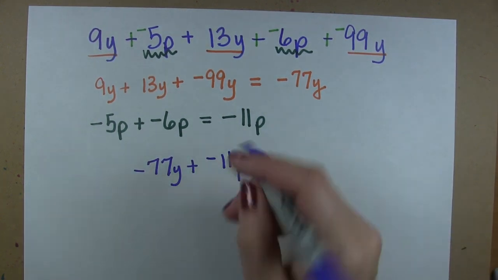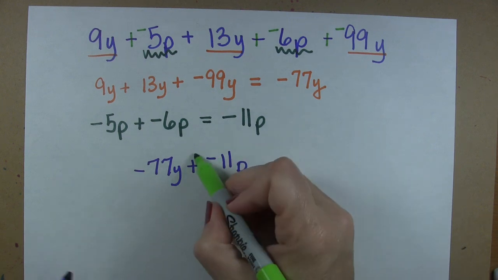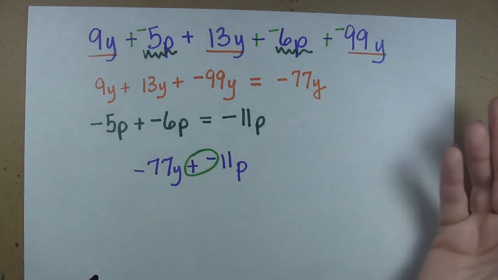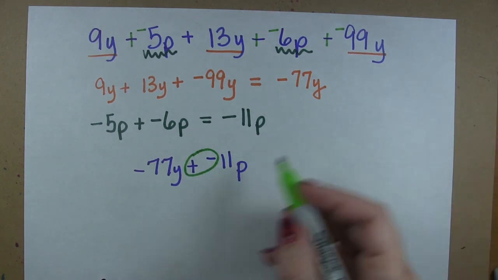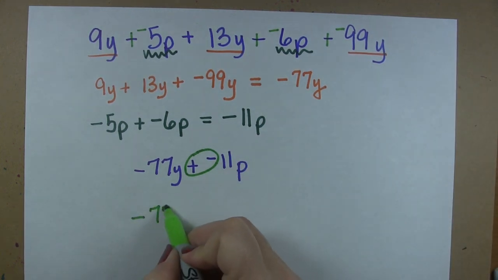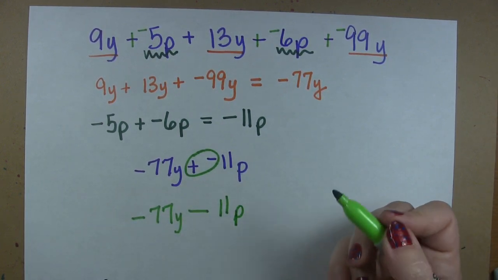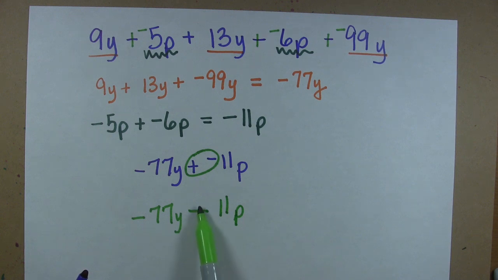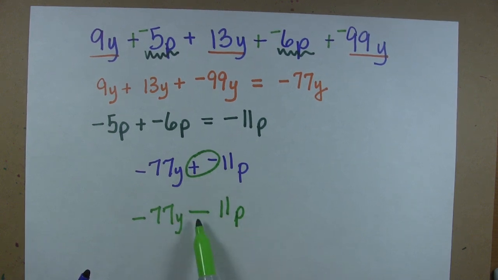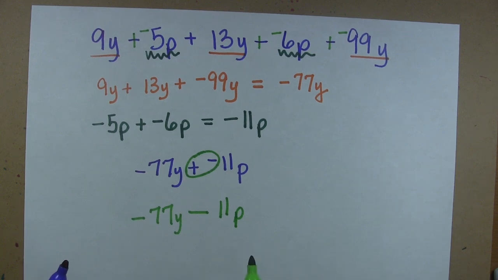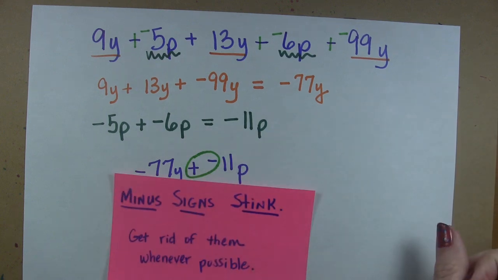And now that I'm done with the problem, I see I have this, and I'm just going to change it back into a minus sign. So it'll be negative 77y minus 11p. So in the same way that I changed my minus to plus a negative, now I can unchange it back into a minus. That is all we're doing with minus signs. Remember, minus signs stink. Get rid of them whenever possible.